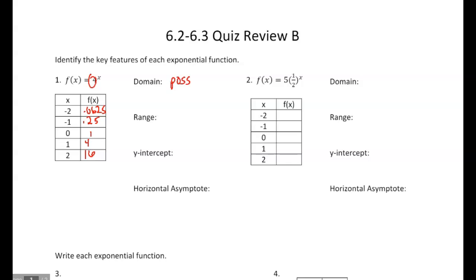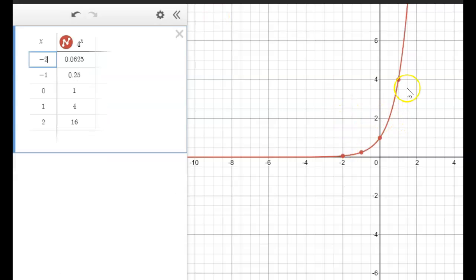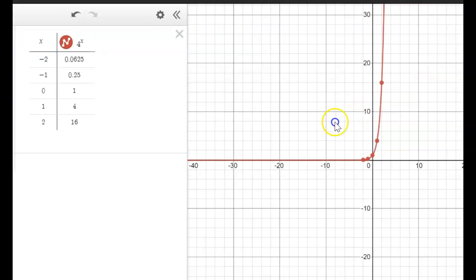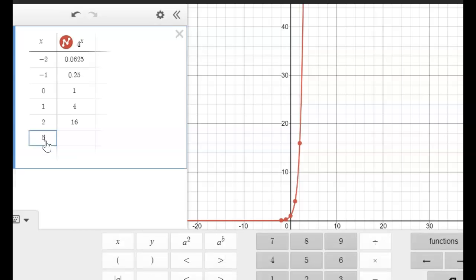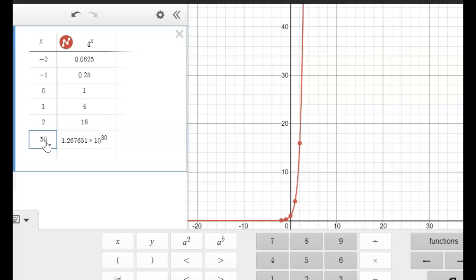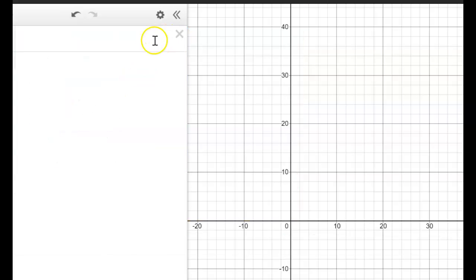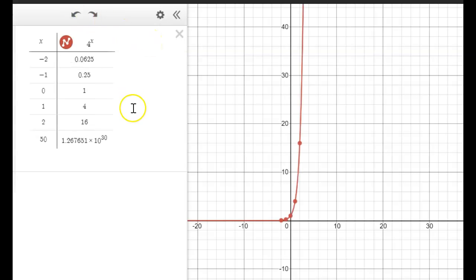Domain, as a reminder, is your possible x values. So if I look at this graph over here, and actually I gotta zoom out a little bit here. My x values technically go on forever. Of course, if I put in a big number, like 50, our answer is gonna have 31 numbers to it. So it's a huge number. But it will go on forever.